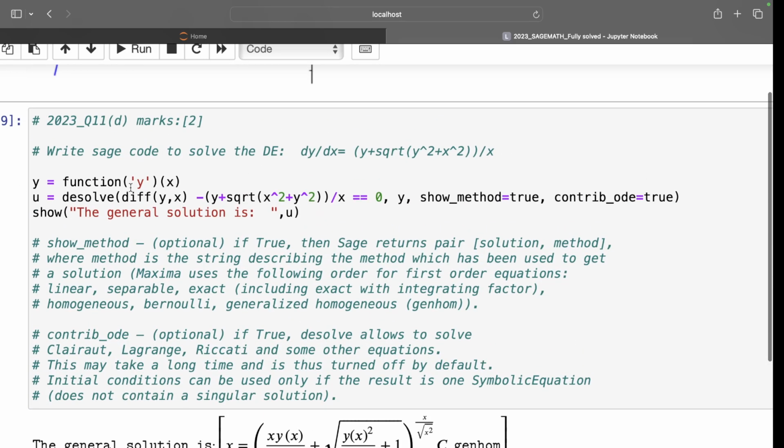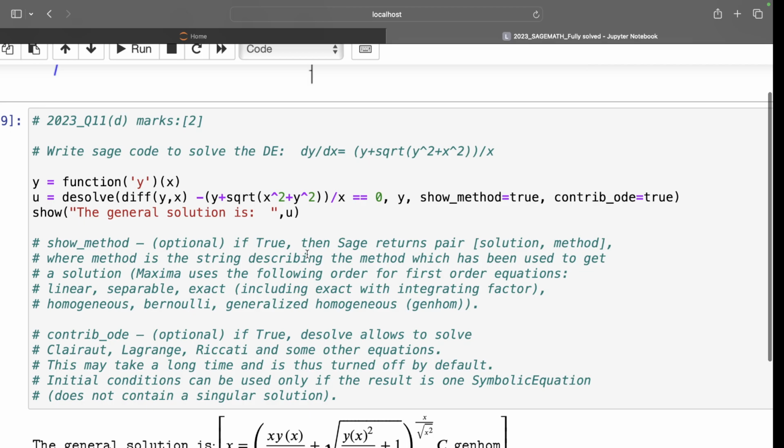This is the function y(x). Use dsolve for the differential equation dy/dx minus y plus square root of (x squared plus y squared) divided by x equals 0. Solve for y. Show_method equal to true and contribution_ode equal to true. Actually, show_method is true.